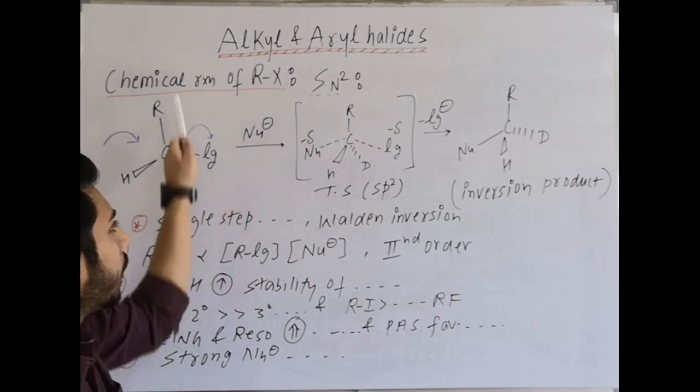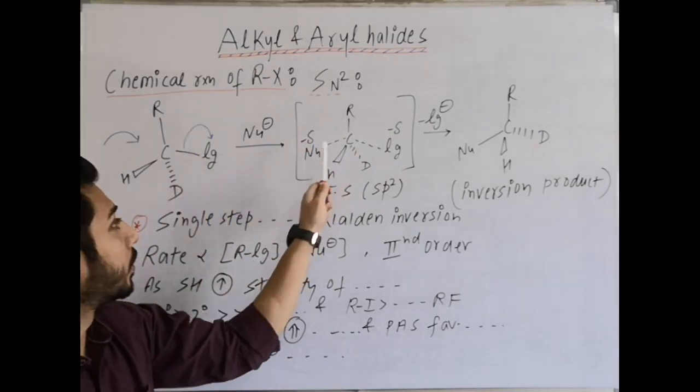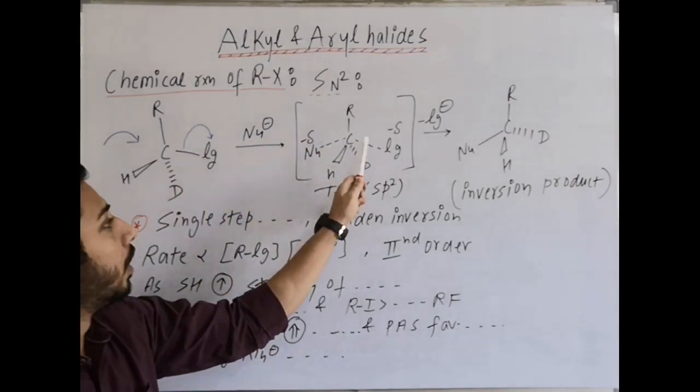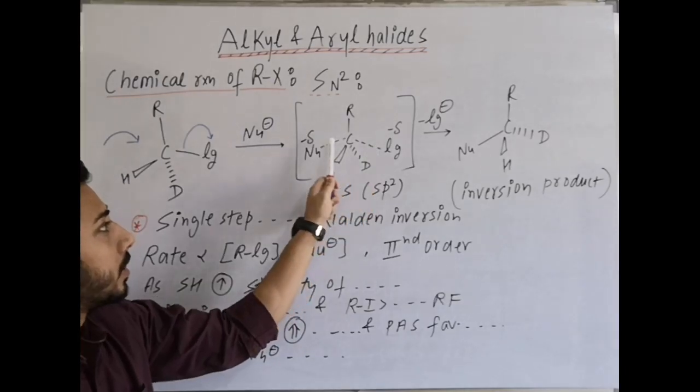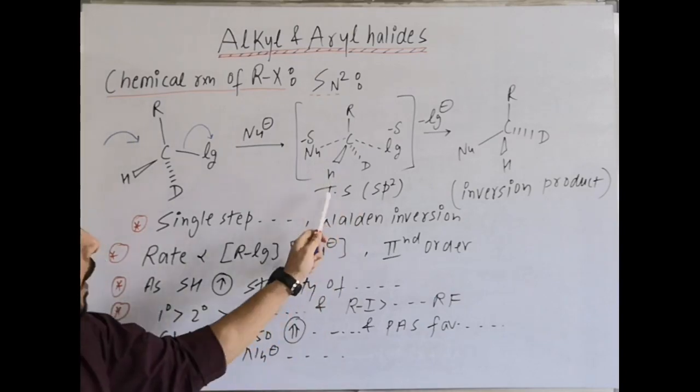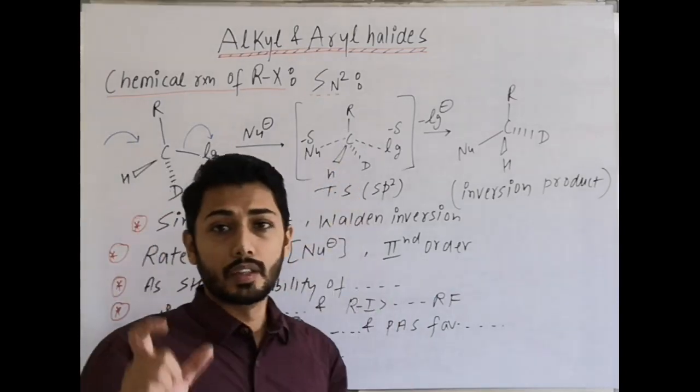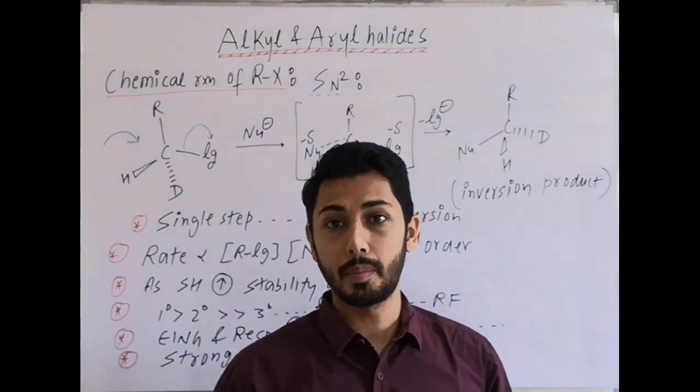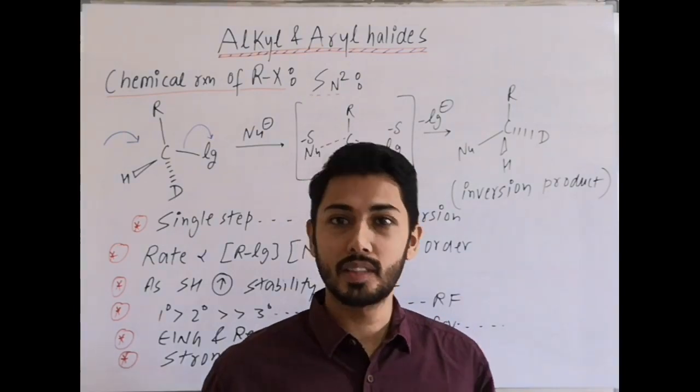Nu minus simultaneously attacks from the opposite side. That is why new bonds are formed. This is breaking, this is forming, and this is a transition state. In this transition state, carbon is sp2 hybridized. It is trigonal bipyramidal, still it is sp2.